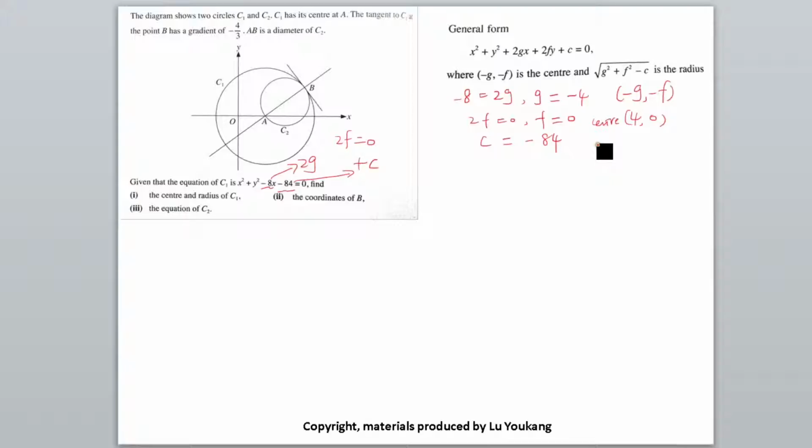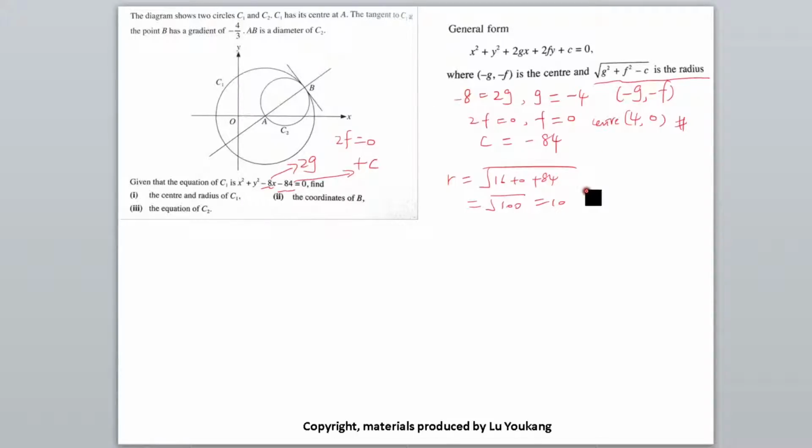Now, let's find out the radius. Sub in g, f, c into this equation. If you have done a lot of practice, this kind of question is very mechanical. Therefore your r equals 10. So I have found the center and the radius of C1. Now we are asked to find the coordinates of B.